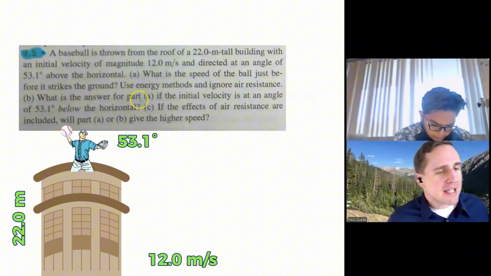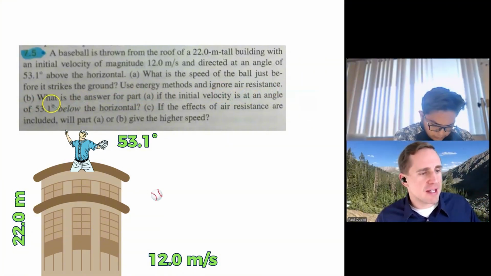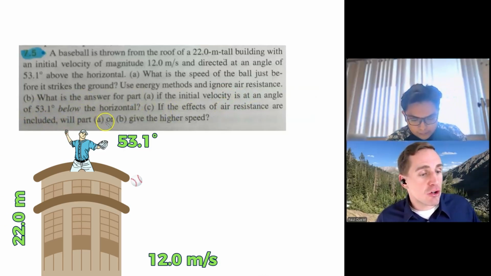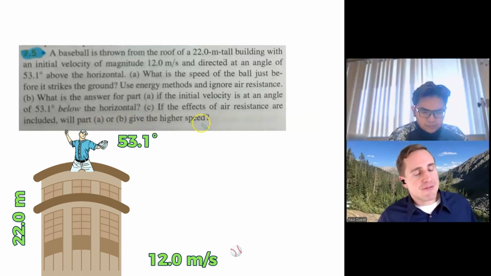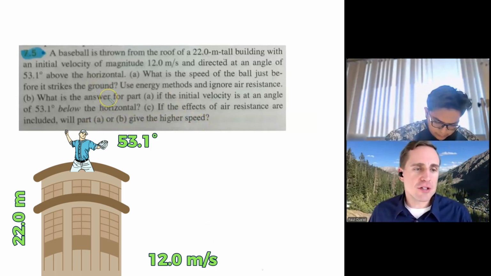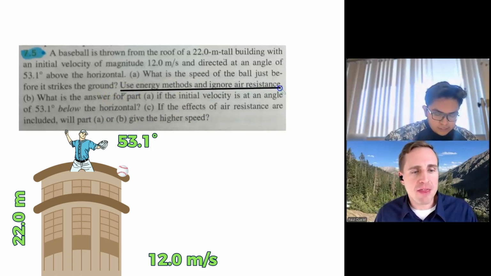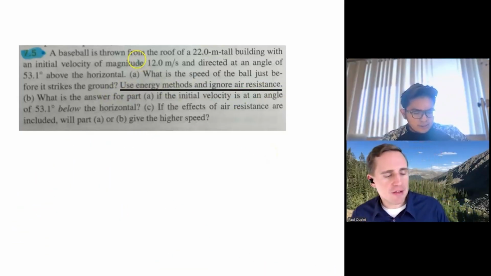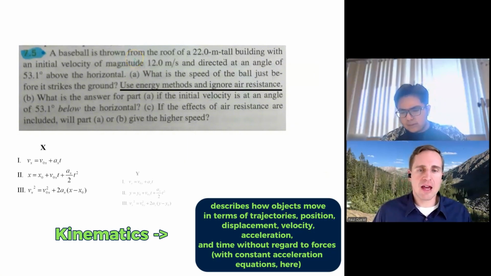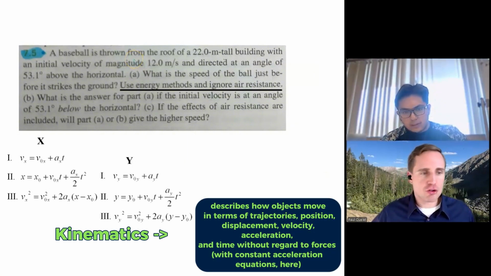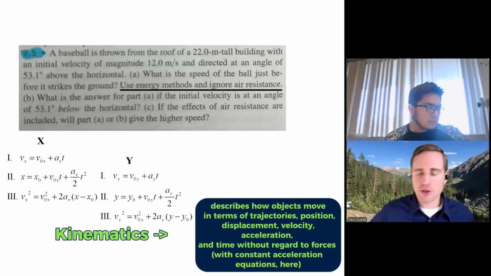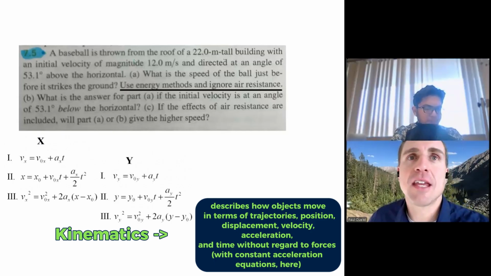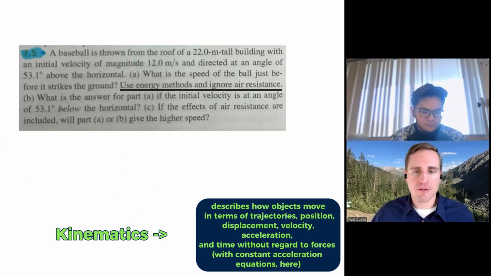B, what is the answer for part A if the initial velocity is at an angle of 53.1 degrees below the horizontal? If the effects of air resistance are included, will part A or B give a higher speed? So first of all, we're asked to use energy methods and ignore air resistance, especially in part A. If you use kinematics and two-dimensional motion, you could figure out the speed of the ball just before it strikes the ground. But I'm going to suggest that the energy method should be just as straightforward.